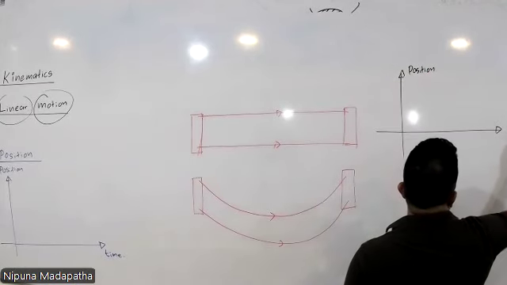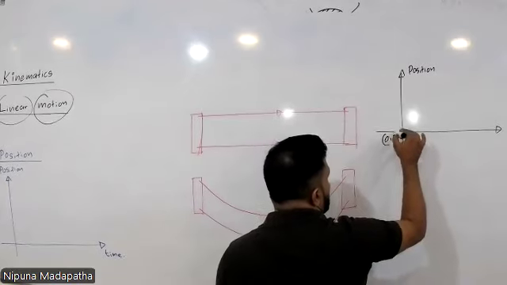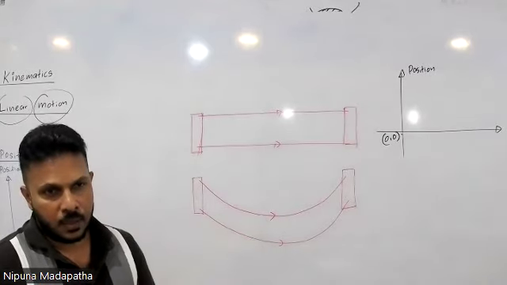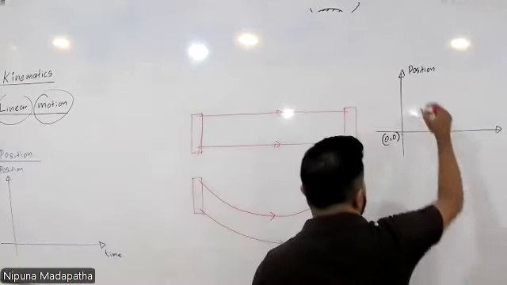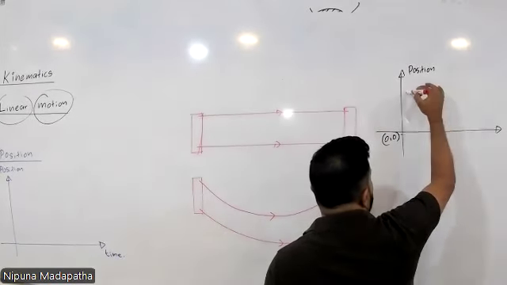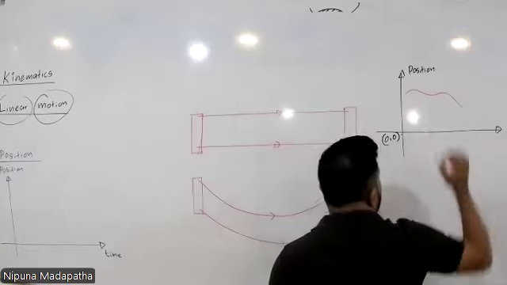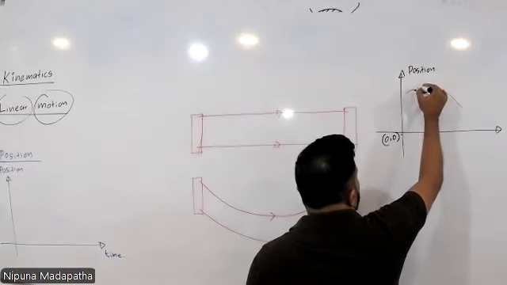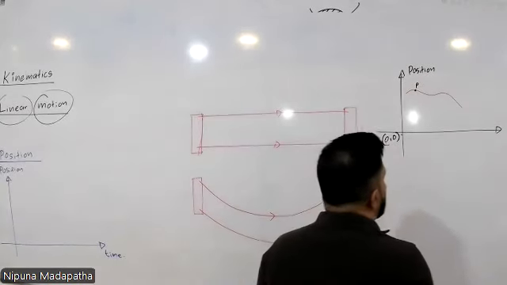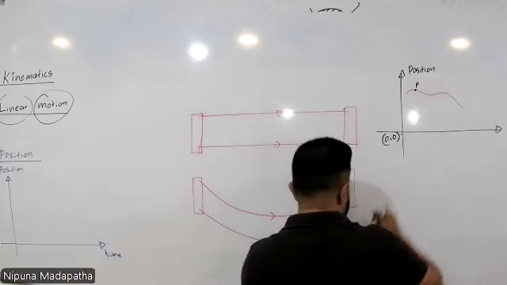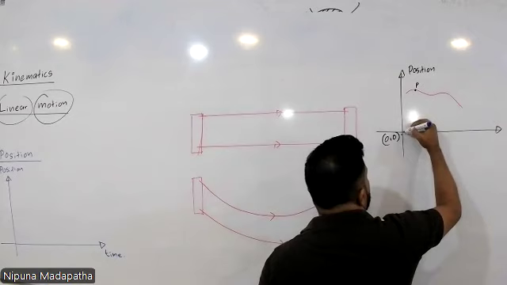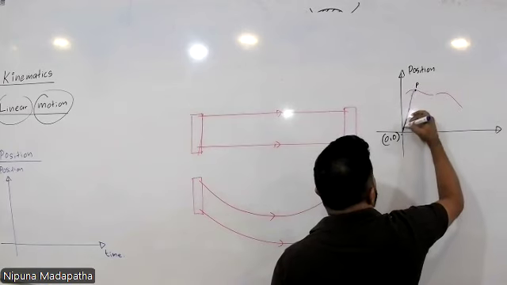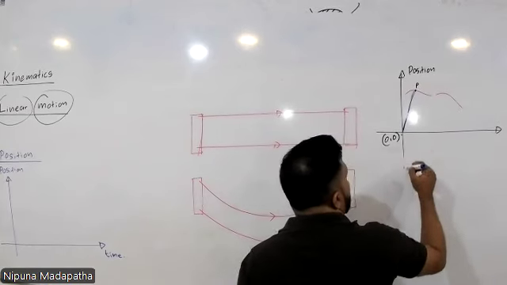Position, time. This is the origin. This is a fixed point. Suppose this is the variation of the position of an object P with time. Initially, this object is here. So I'm joining the origin and the position of the object by a straight line. This is a vector.